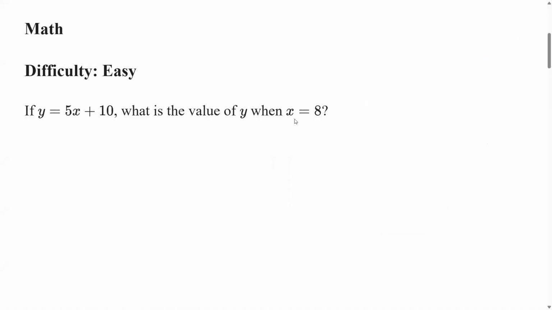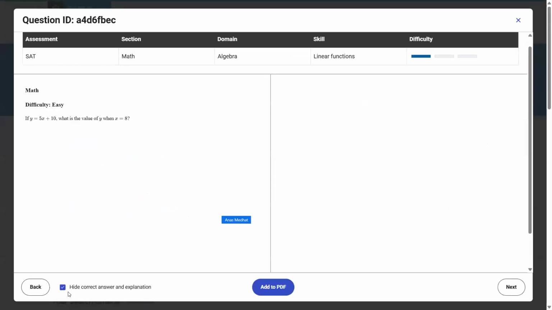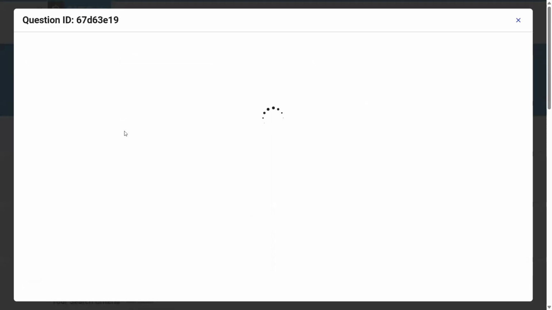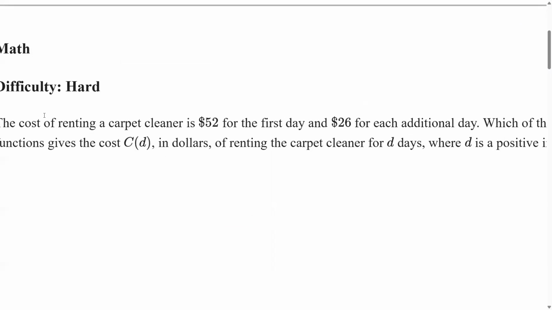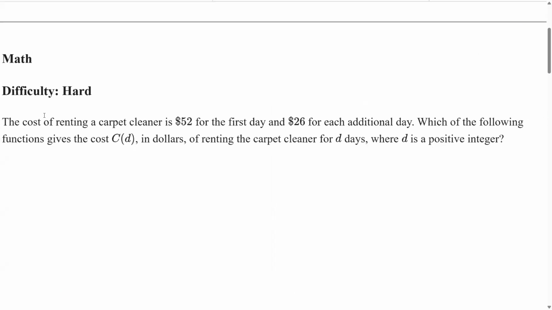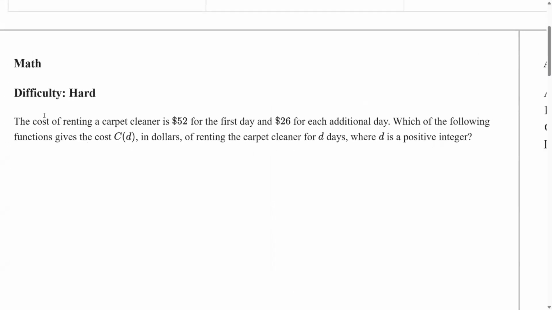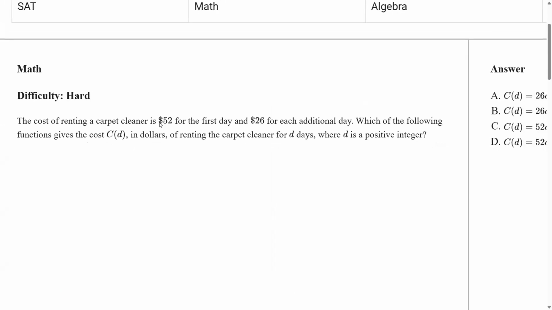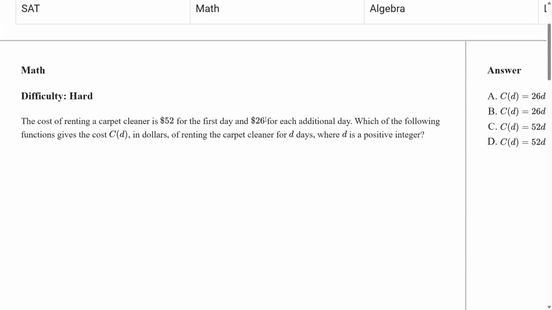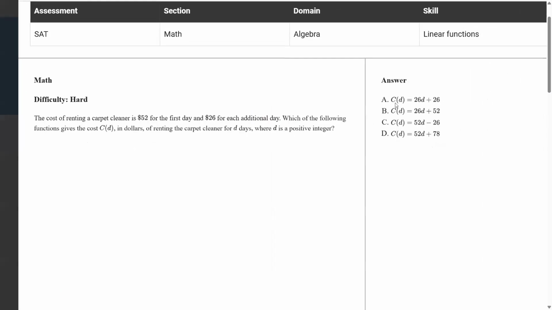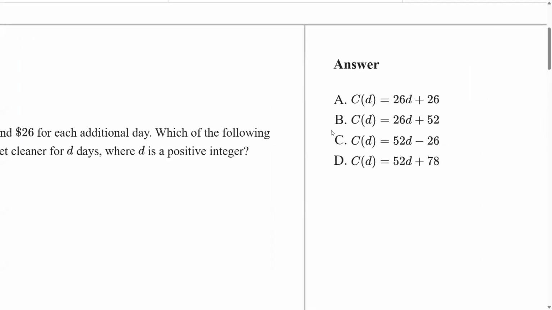What's the value of y when x is equal to 8? Only substitution. 5 times 8 plus 10 is 40 plus 10, which is 50. Cost of renting a carpet cleaner is $52 for the first day and $26 for each additional day. Which of the following functions gives the cost? Okay, so $52 is the initial, $26 is the rate. So the answer should be B.